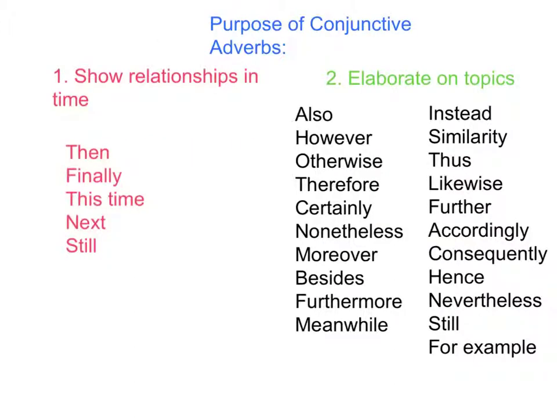We use conjunctive adverbs as transitional words in sentences or paragraphs to further ideas or show relationships in time. So if you look at the left-hand column here, we see words that are examples of transition words that we could use to show relationships in time, such as then, finally, this time, next, or still. If you look to the right then, we have words that elaborate on topics. So words like however, otherwise, therefore, accordingly, consequently. These words are to further your ideas and to, once again, just elaborate on topics.